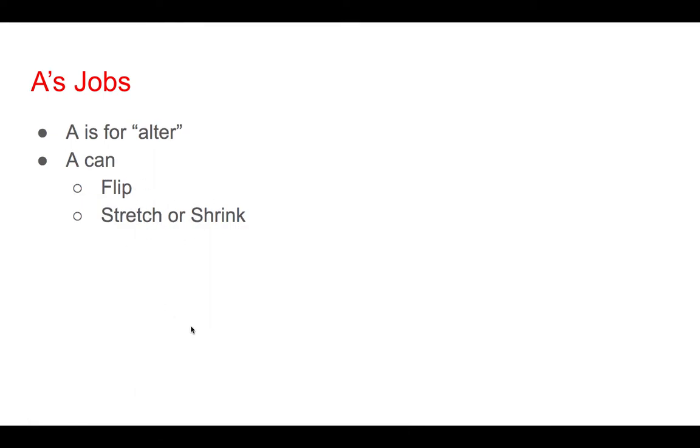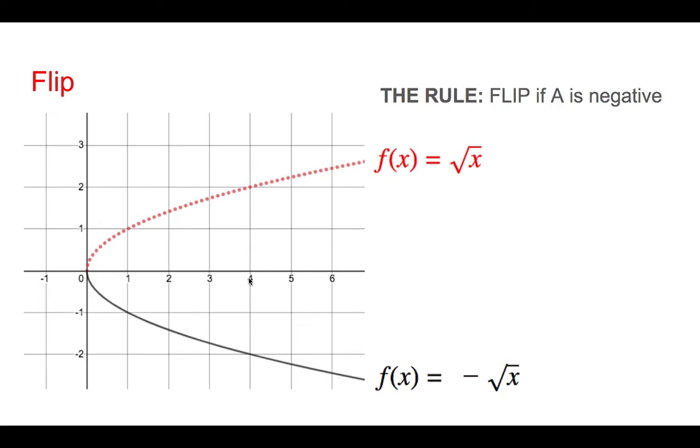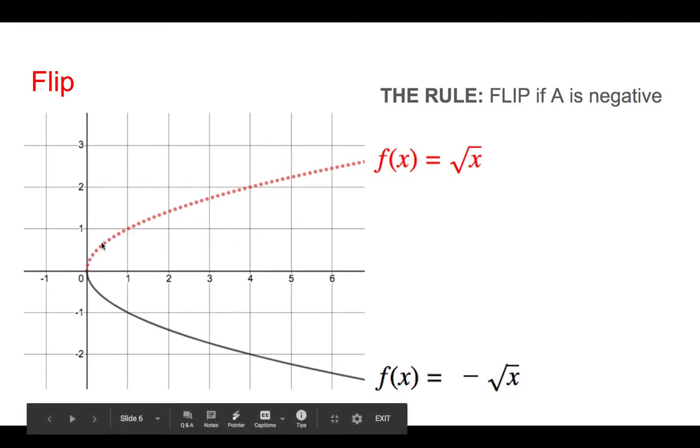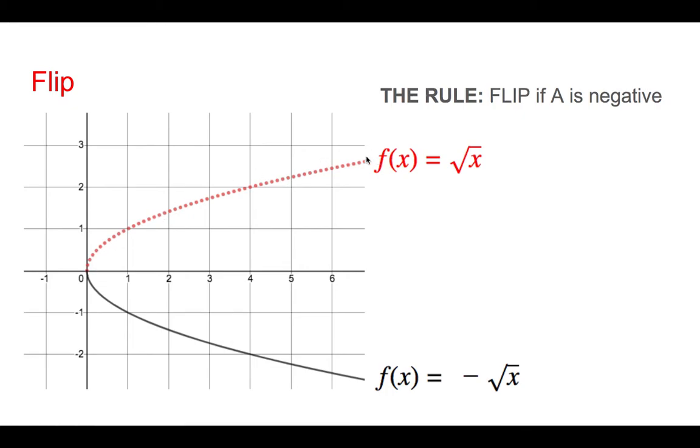Okay, so we're going to talk about this, and I'm going to show you how to figure out if we're flipping, stretching, or shrinking. So here's a flip. This is what it looks like. So the dotted line right here, the red function, this is our parent function. And if we have a flip, what that means is just instead of pointing up and over, now it's pointing down and over. So it just becomes negative. So it dips down here into the negative numbers.